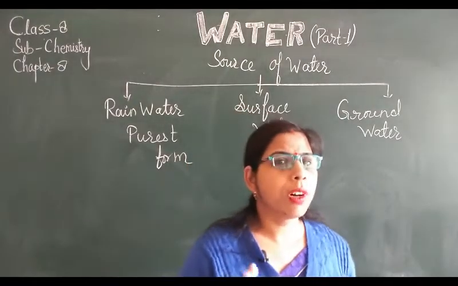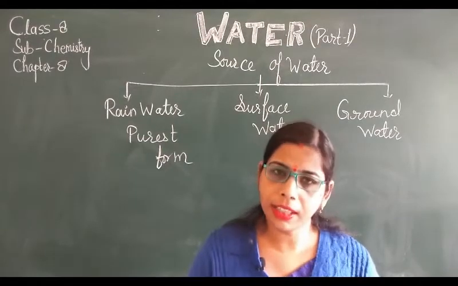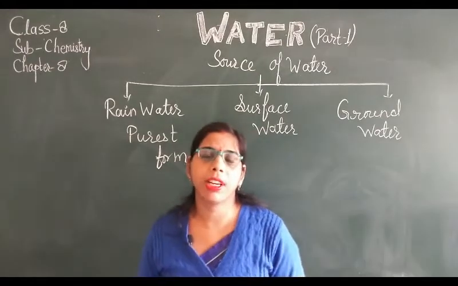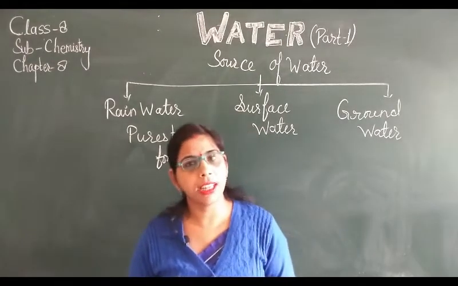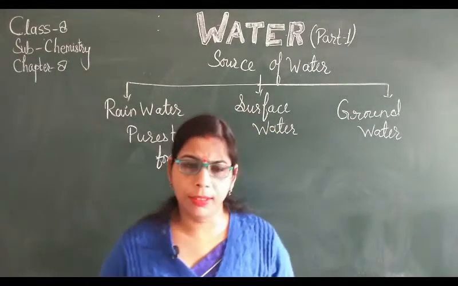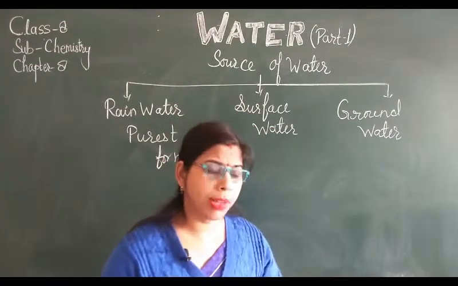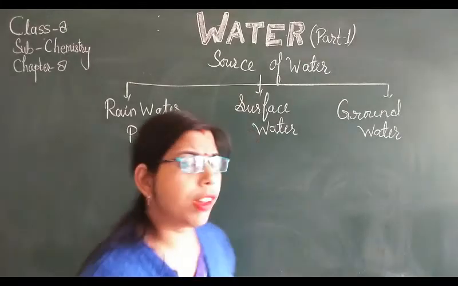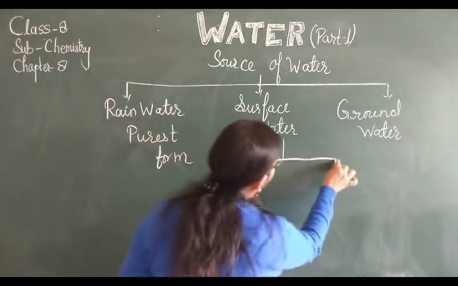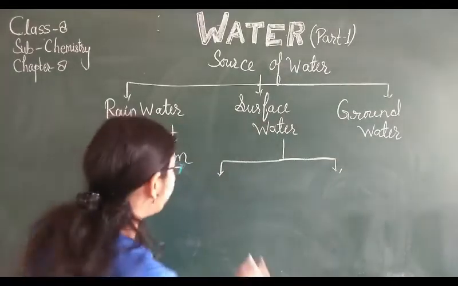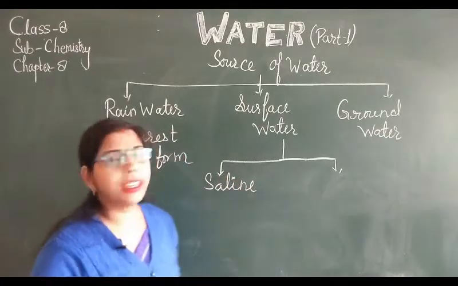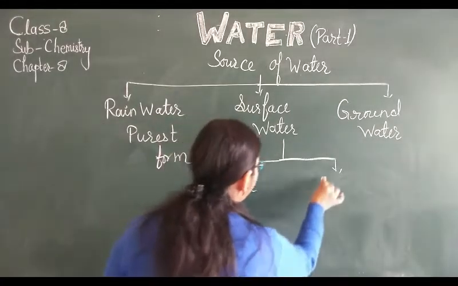But the first rain of the season contains impurities and some chemicals in it. After that first rain, whatever rain showers come are the purest form of water. Now surface water, that means the water present on the surface, can be categorized into two categories. The first category is saline water, and the second category is fresh water.